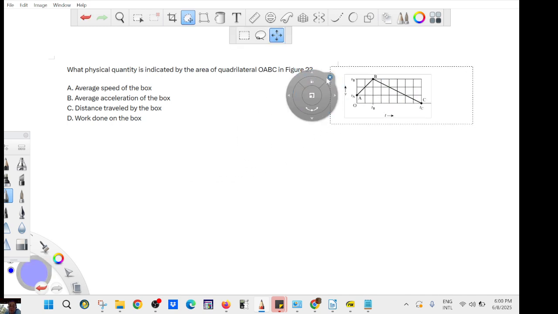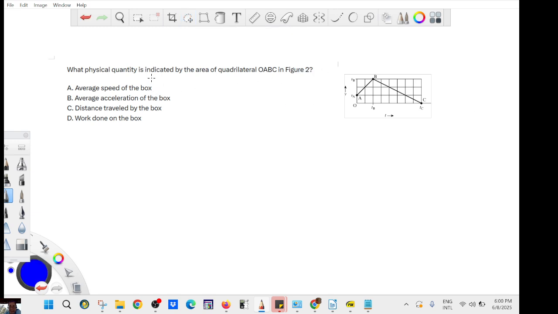And they want to know what's the physical quantity shown by this area here. So you have an area. You could divide the area into geometric shapes here. So you have a square here, a square here. If you add all those little shapes, what's going to be the physical quantity?